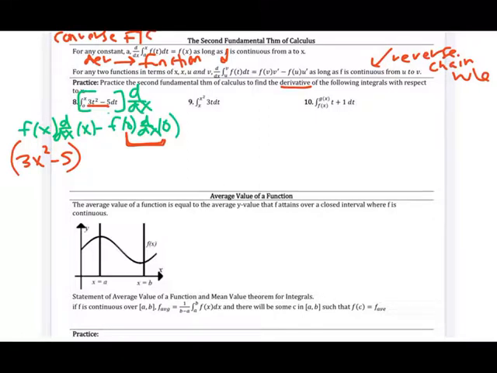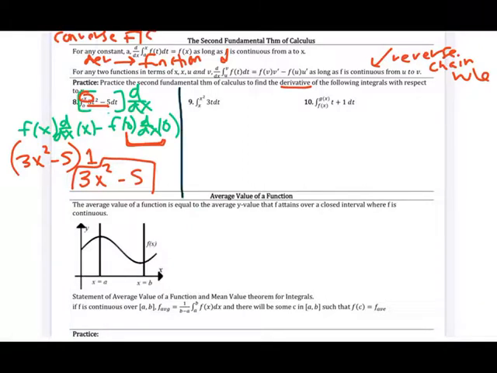I'm going to multiply that by the derivative of the upper bound. The derivative of the upper bound is just 1. So this is going to give me 3x squared minus 5.